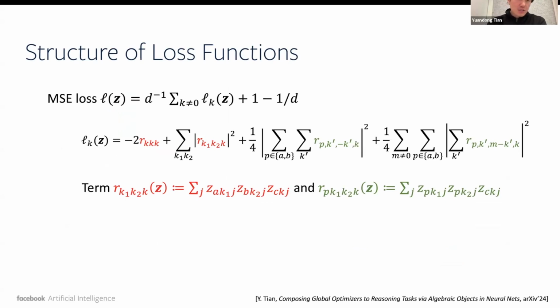You can start from the structure of the loss function. Since we are using MSE loss, you can actually expand the MSE loss into a complicated but very useful form. This MSE loss has two structures: it has some negative terms plus a sum of squares.